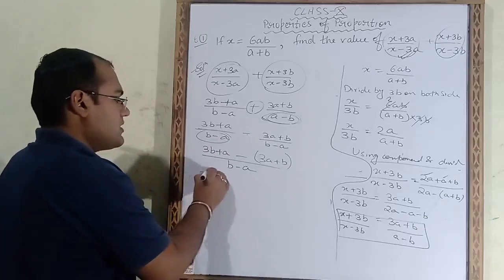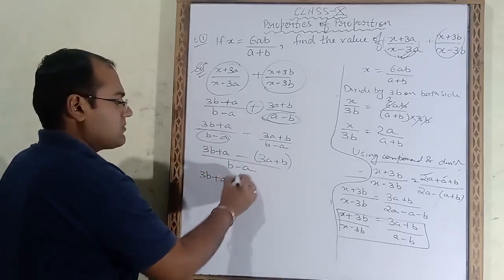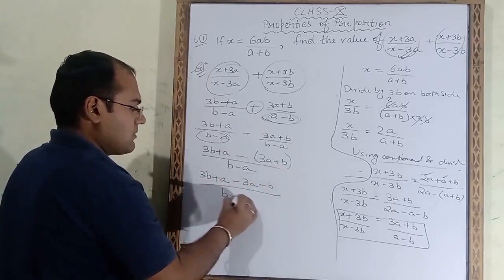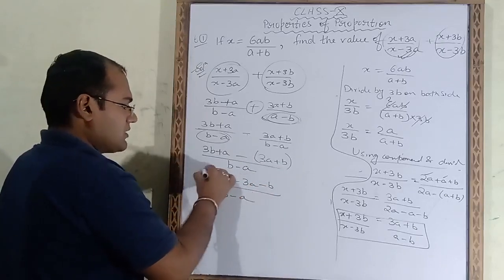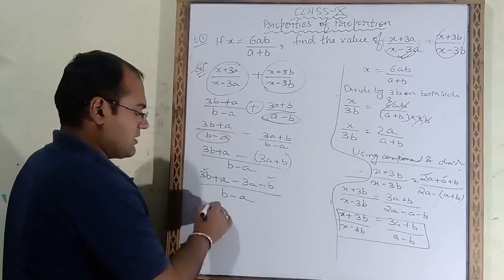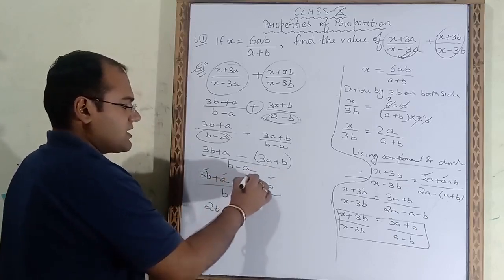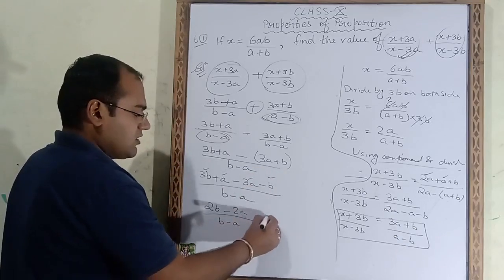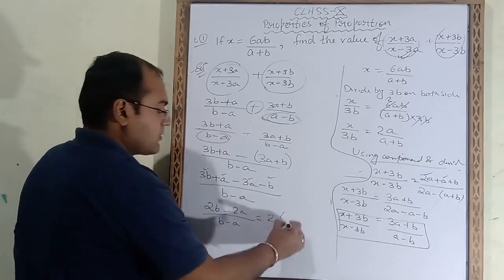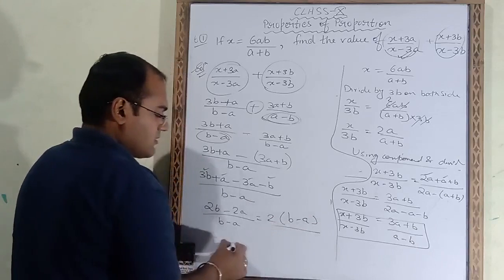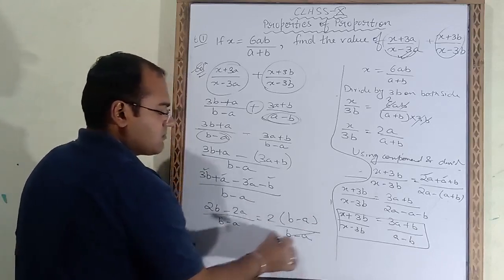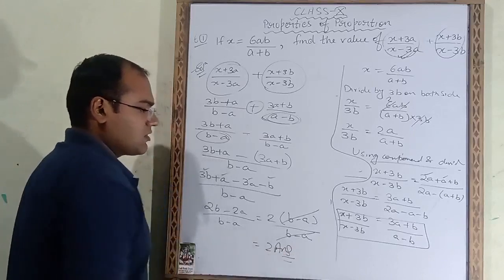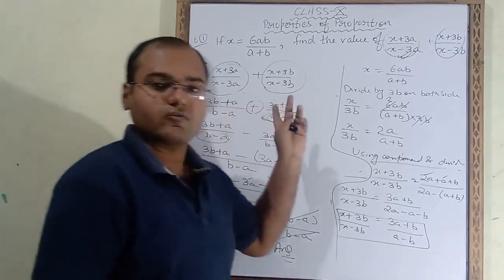Now (3b + a) minus (3a + b) upon b minus a. Now 3b minus b will become 2b, plus a minus 3a will become minus 2a, upon b minus a. 2 we will take common, so the remainder will be b minus a, and in the denominator it is b minus a. b minus a will get cancelled, so the final answer is 2. So like this you have to do the second part also of this question.